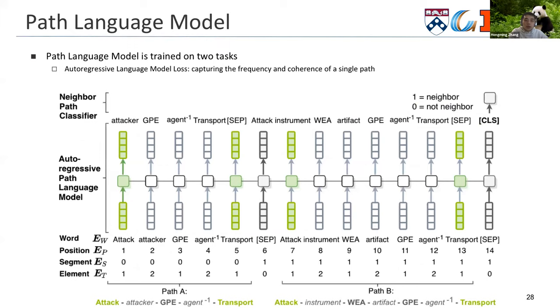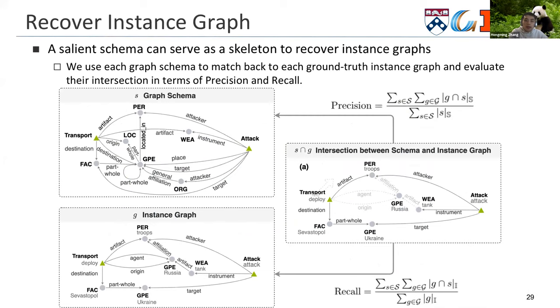So here is how they train the path language model. The approach is straightforward. You concatenate multiple paths together and treat it as a sentence to feed into the model, such that the model can know the coherence of those paths. And one thing worth mentioning is that to capture the concurrent information of two paths, they also introduce an additional neighbor path classification loss. And after we get those schema graphs, we can then apply them back to recover the instance graphs. For example, if you only see an incomplete instance graph G, you can leverage the schema graph S we got here to predict some of the missing nodes in this incomplete graph G.